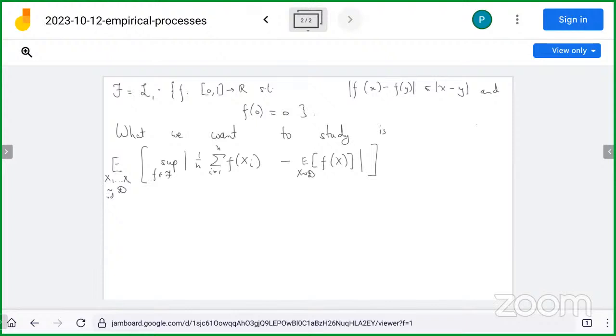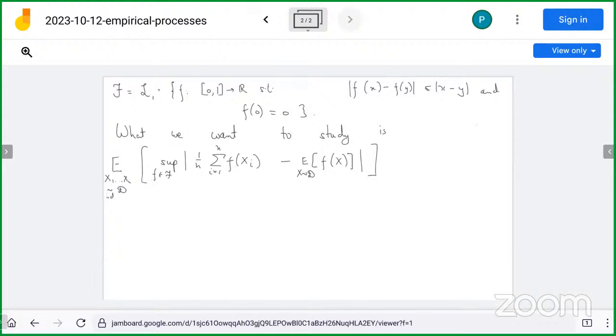Is there a problem here? Sorry? No, let me say it differently. I want to study just this. For all functions, I'm looking at the empirical average and the actual average. What's the difference between the two?